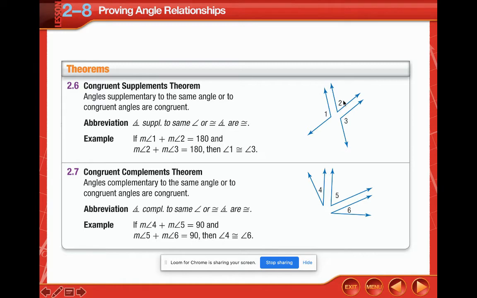Let's say angle 2 is 50 degrees. Angle 1 would have to be 130 degrees for them to be supplementary, and angle 3 would also have to be 130 degrees for them to be supplementary. So they're both 130. They're equal. Congruent supplements there. Same thing with complements, except now it's 90 degrees. So if these are complementary and these are complementary, these two, 4 and 6, are equal.